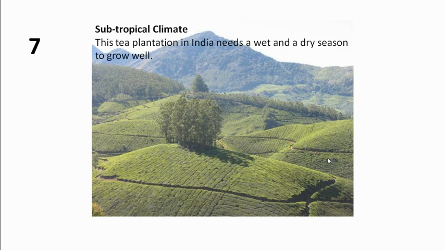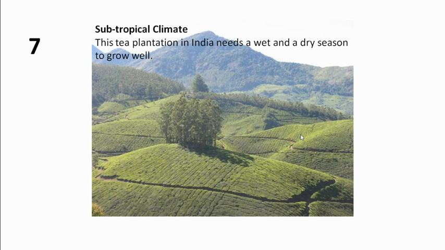Okay, this is a subtropical climate. It's a tea plantation in India. So when we have a nice cup of tea, this is the sort of place it grows in. And it needs a wet and a dry season to grow well. And you can see it's not as lush and thick as the tropical climate, the rainforest.